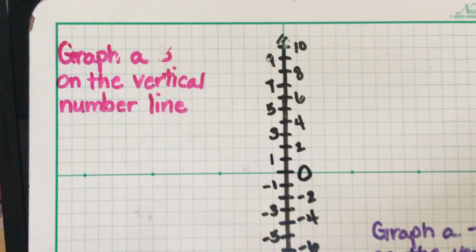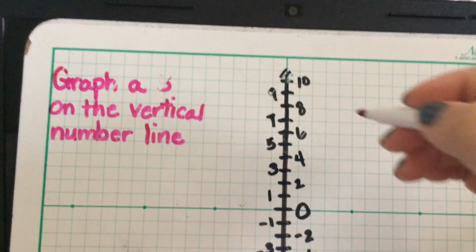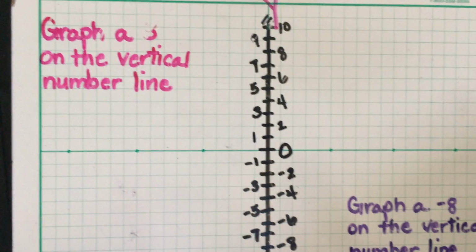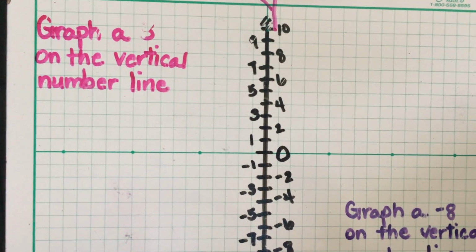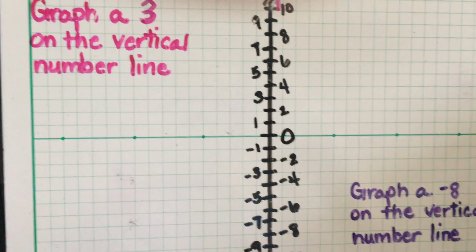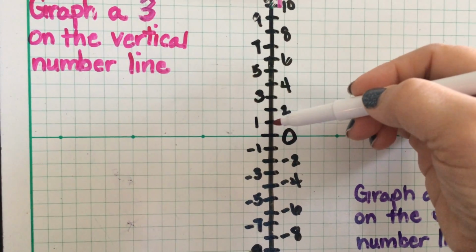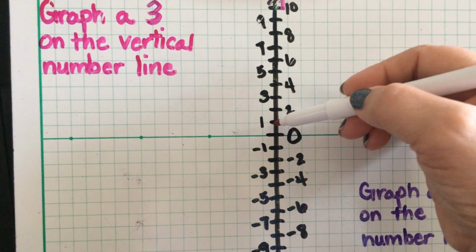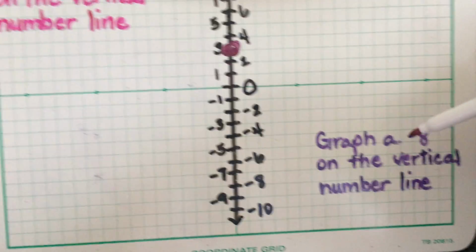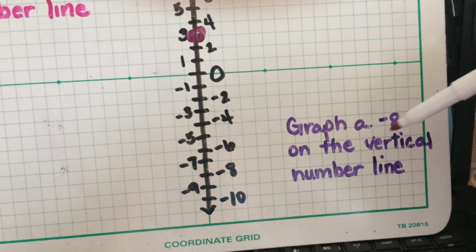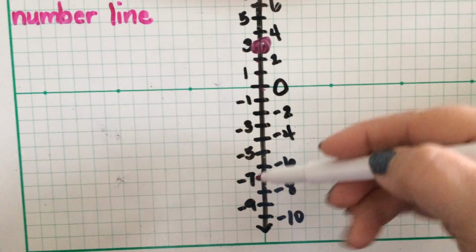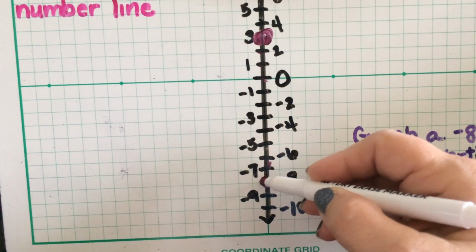Graph a 3 on the vertical number line. You know that the vertical number line is called Y. The horizontal number line that we just looked at is called X. So it says to graph a 3. 3 is positive, so we will go up 3, starting at the 0: 1, 2, 3, and we'll just put a dot. Graph a -8 on the vertical number line. Negative is going to be down, below the 0, so we'll go down to -8 and simply put a dot.